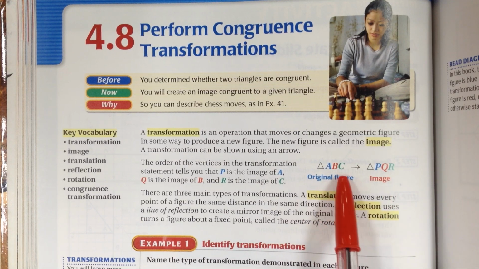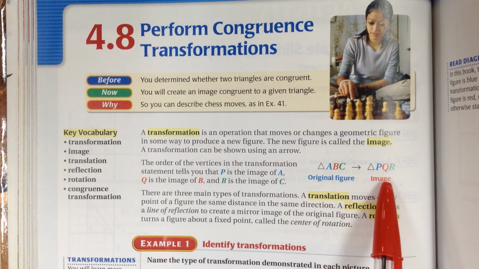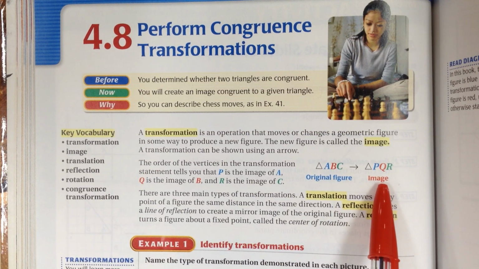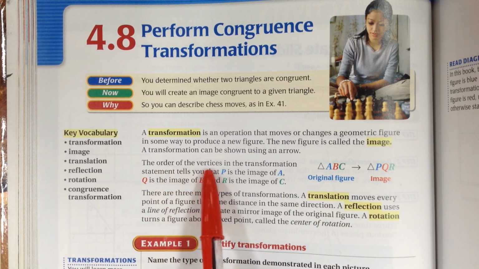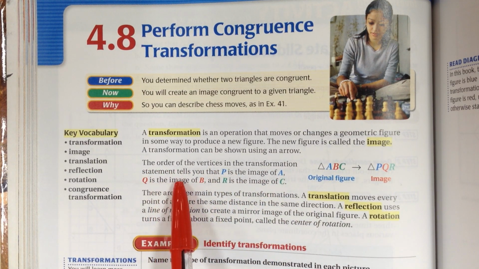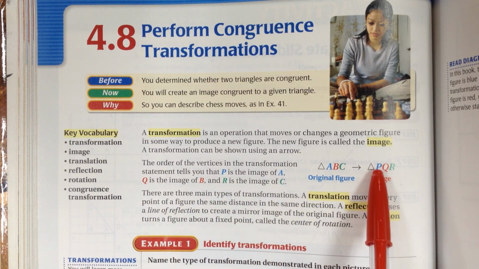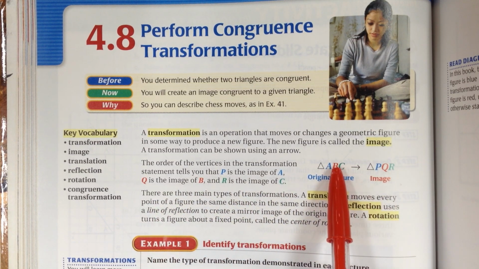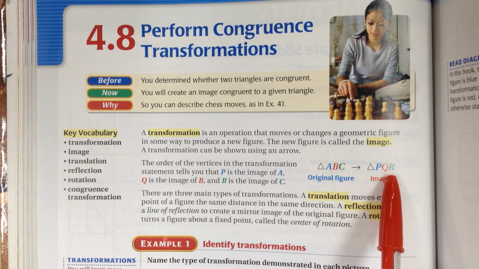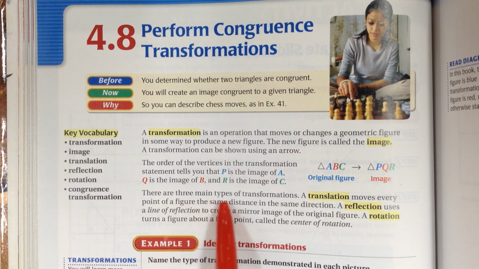So you have the original figure, and you do some kind of transformation, and the result you get is called the image. It says the order of the vertices in a transformation statement tells you that P is the image of A, Q is the image of B, and R is the image of C. There are three main types of transformation.